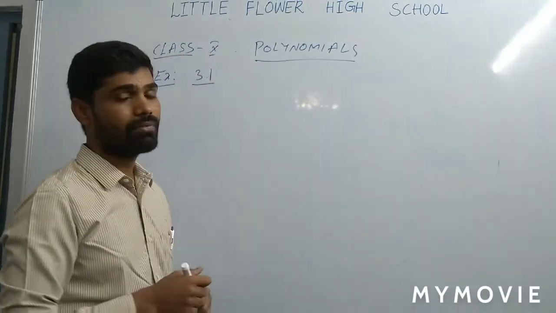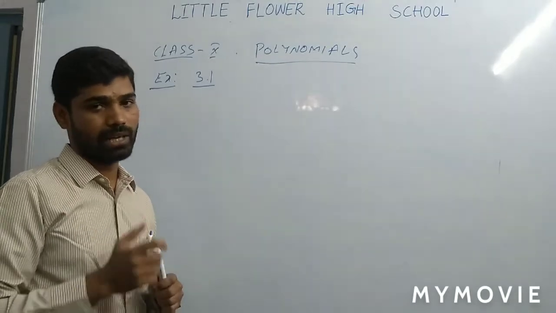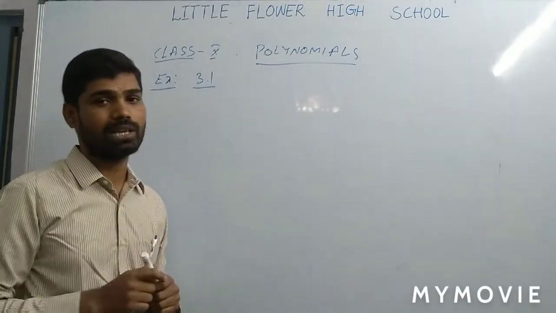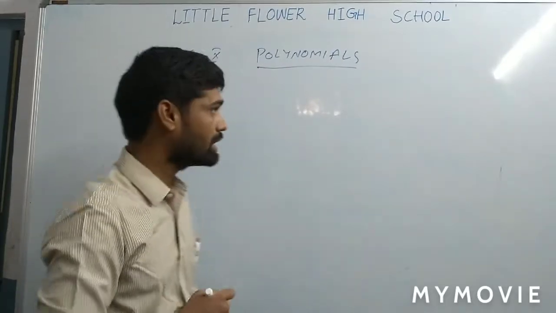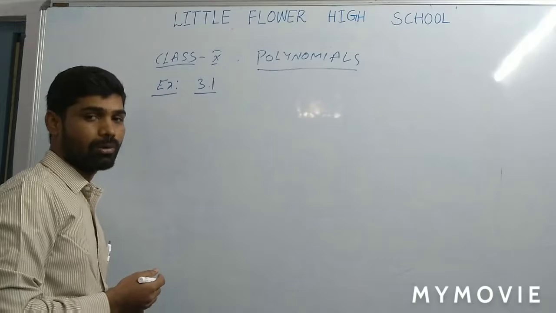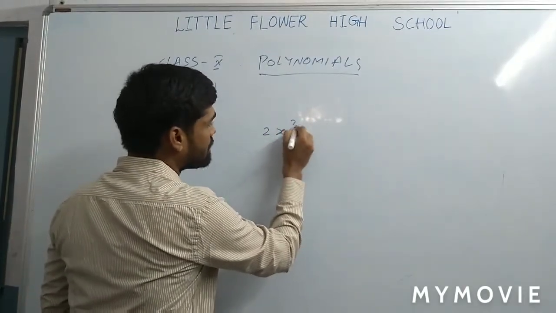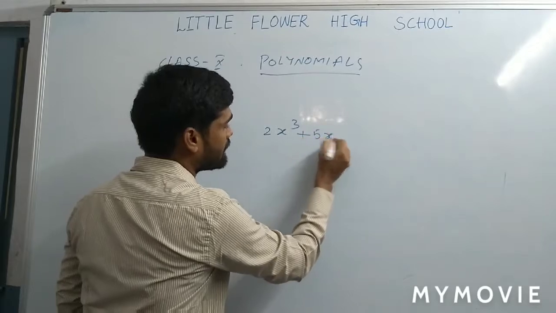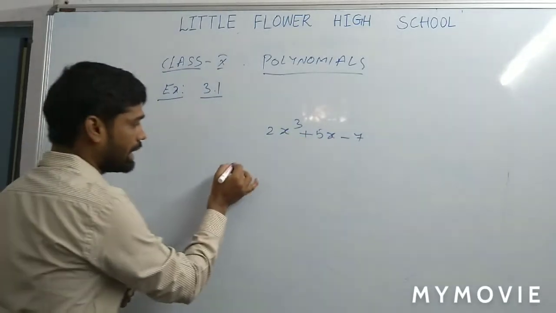Right. So in this, the first part we have is about the coefficient and the degree. What is the coefficient, what is the degree, and how many terms are there? Let us see with an example. For example, 2x power 3 plus 5x minus 7. So here the degree.